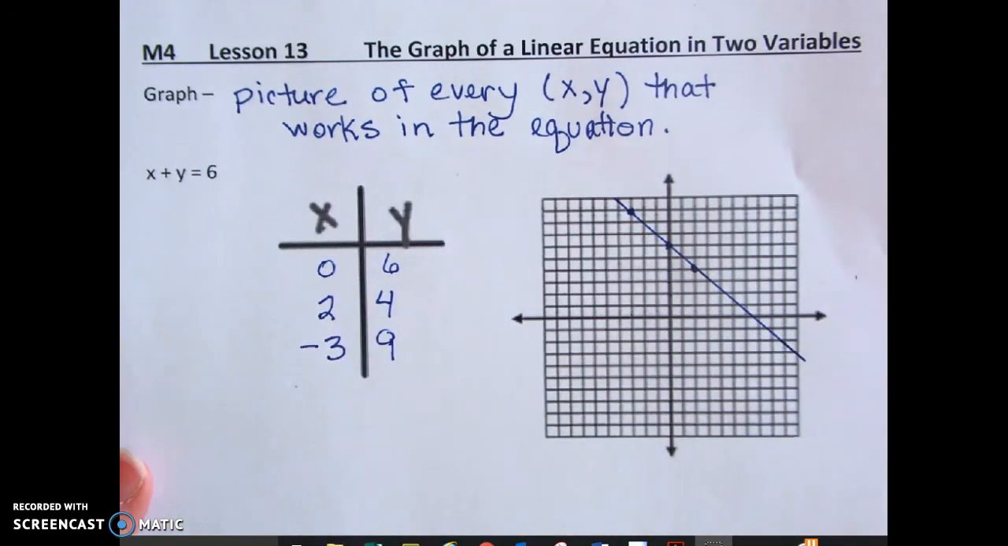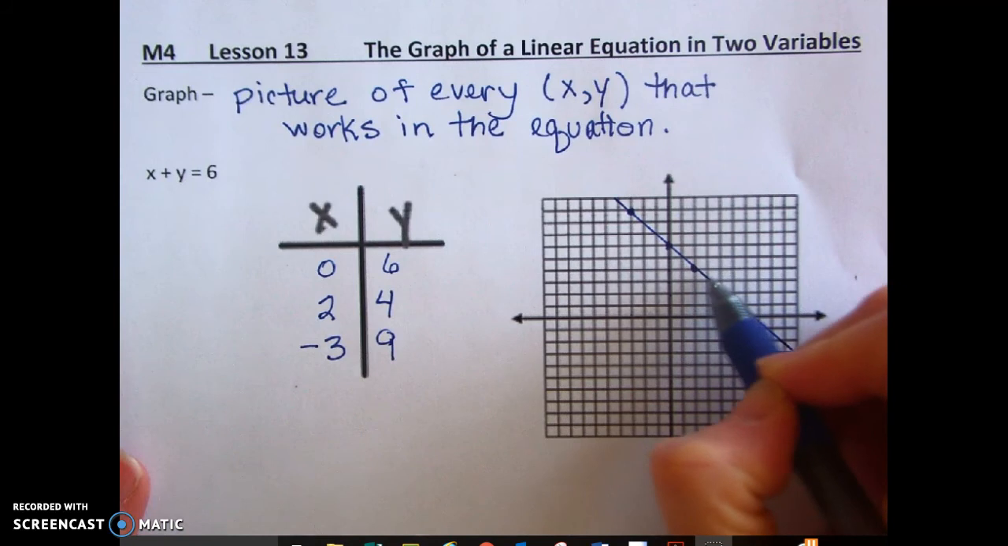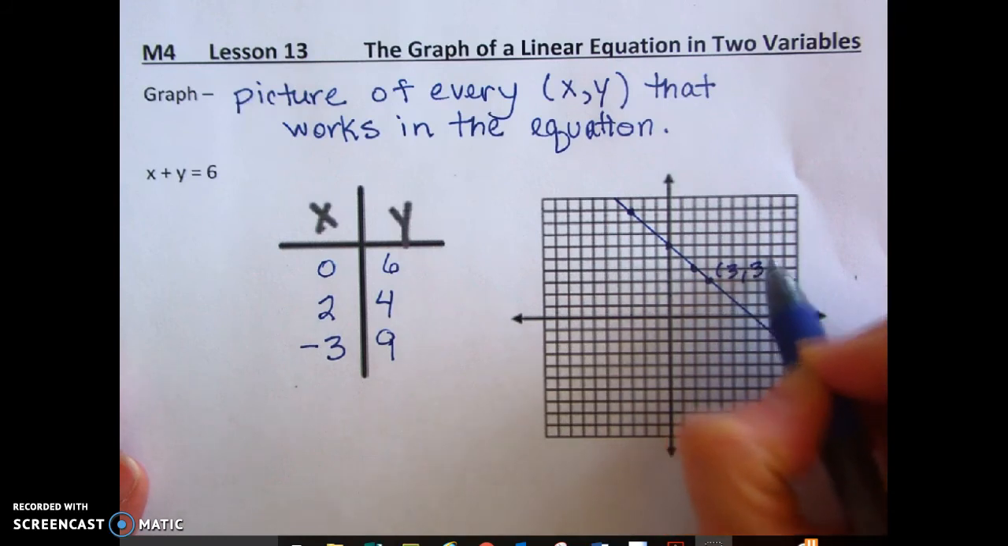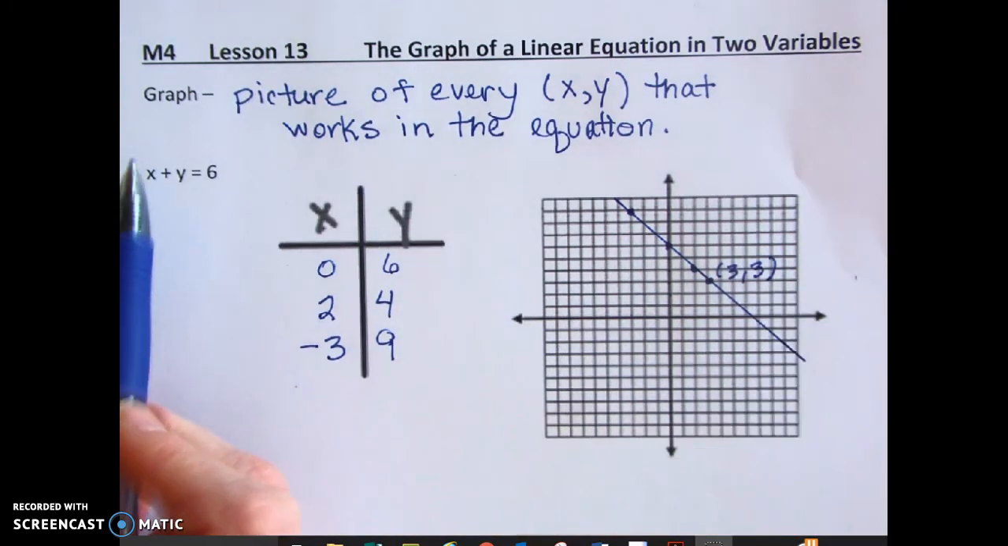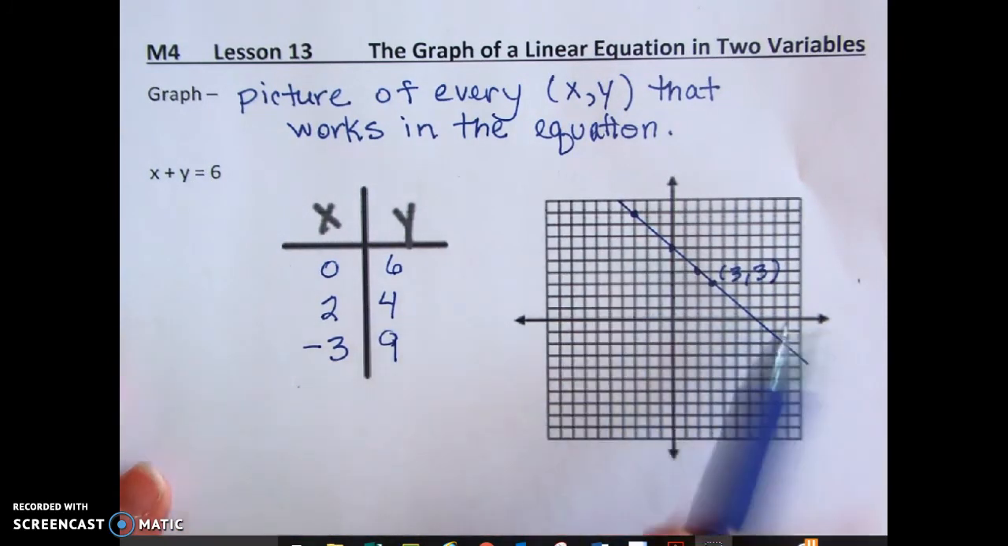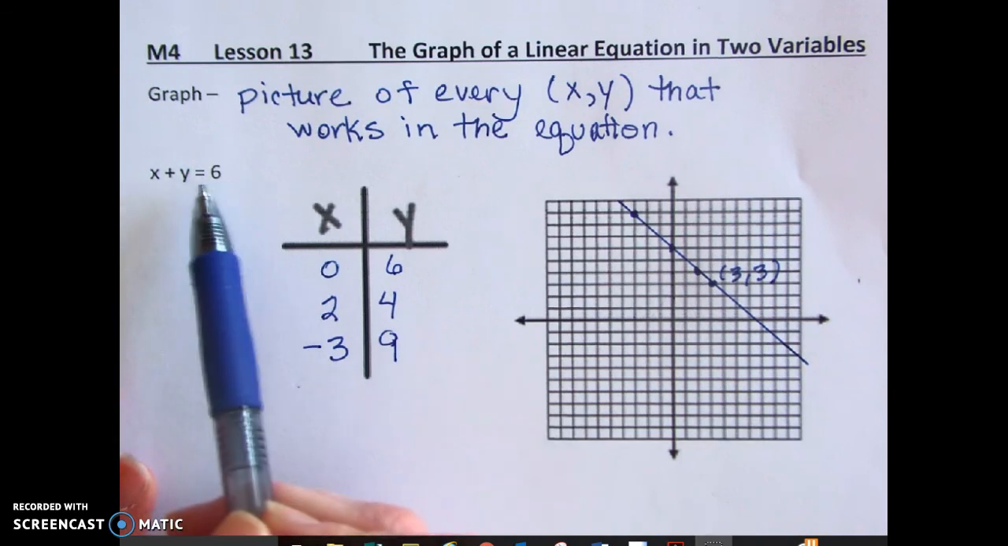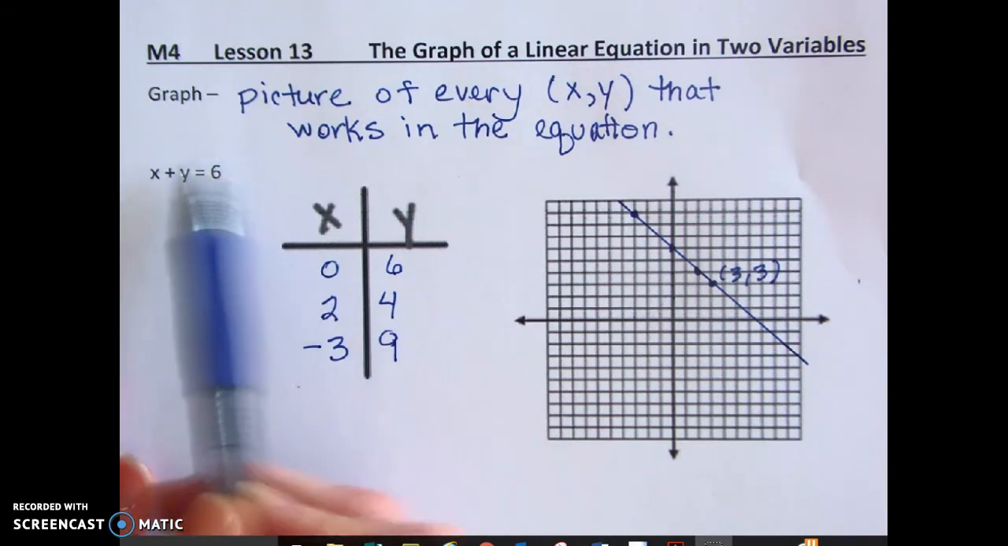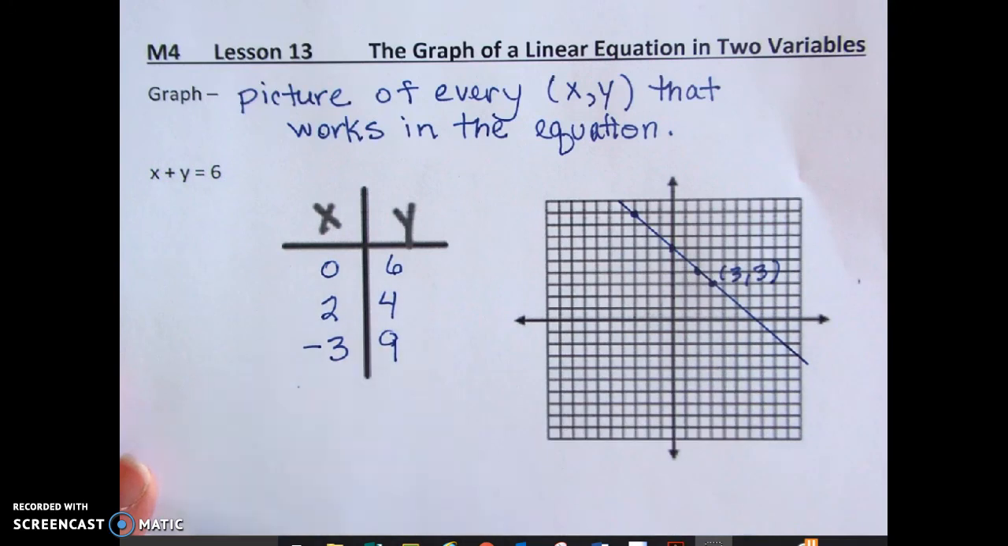So if I want some other points, maybe I'll come down here and get a point. Let's see, that looks like about 3, 3. Does 3, 3 work in this equation? Absolutely, it sure does. 3 plus 3 equals 6. And every other point that's on that line, if we figure out what the coordinate is, it will work in this equation. So this equation and this line have the same numbers that work in them, the same solutions.